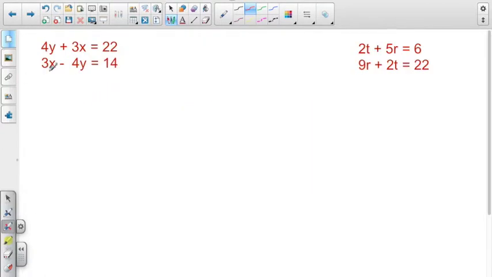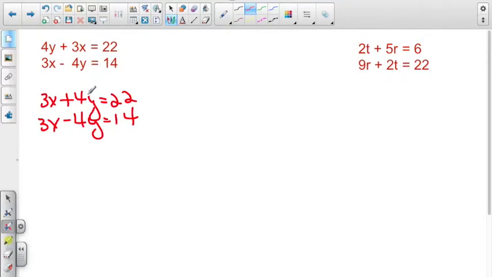Right? Now, in this case, I have a 4y plus 3x is equal to 22, and a 3x minus 4y is equal to 14. It would behoove us to get all the x's and all the y's and all the numbers above each other. So I'm going to change the top equation to 3x plus 4y is equal to 22. And I'm going to leave the bottom equation the way it is, 3x minus 4y is equal to 14. Now again, notice I have a positive 4y and a negative 4y.